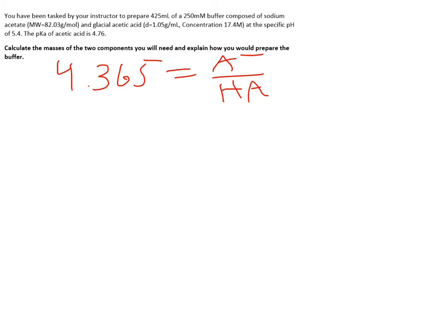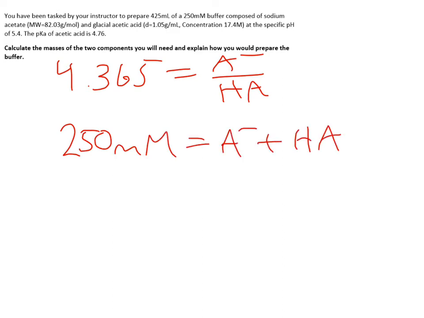The other thing we know from the stem of our question is we need a 250 millimolar buffer. Nice thing about this is 250 is the sum of A and HA. It always is that way no matter what you're working on. If you're ever given a buffer concentration, it's always the two pieces in the buffering pair. So 250 millimolar is the total sum of both A and HA, and it should be heavily towards the A with not very much HA. We know 4.365 times more A than HA.